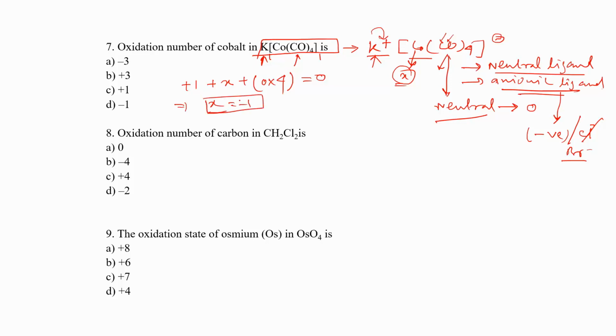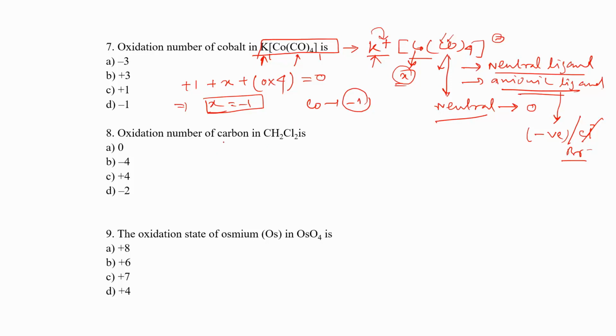But I have said that generally metal will have the positive charge, but here the cobalt has -1 charge. These are some examples in organometallic chemistry where the oxidation state of the metal is negative. There are some examples also, we can see, but generally the oxidation state of a metal is positive. It will be plus charged.